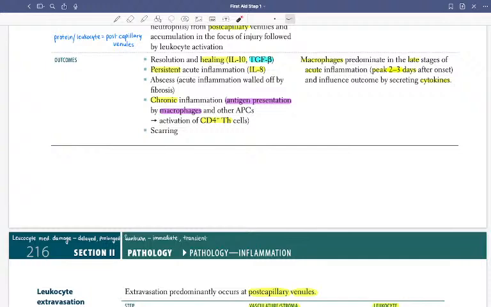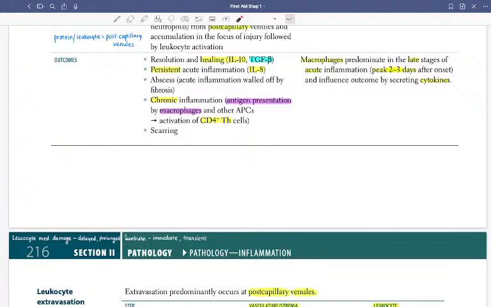Outcomes. Healing is interleukin 10, because it is anti-inflammatory. TGF beta is also anti-inflammatory. So when you say healing, these two are for healing: TGF beta and interleukin 10. Persistent acute inflammation is interleukin 8.